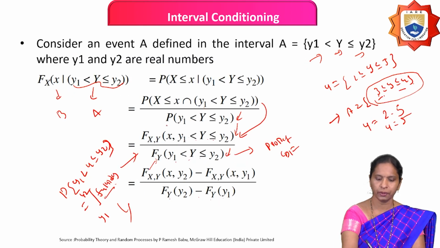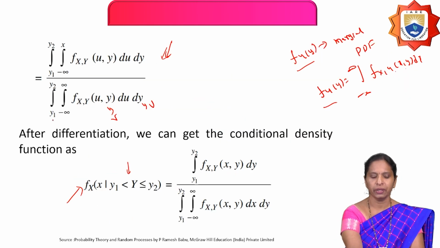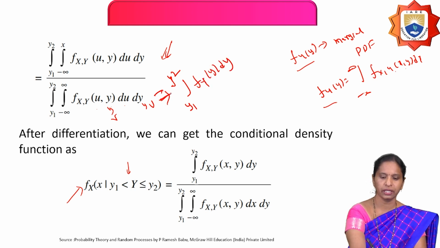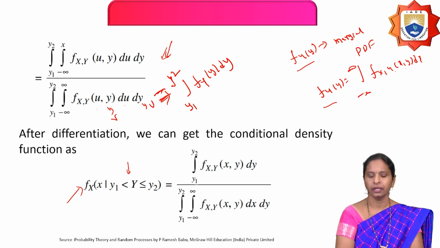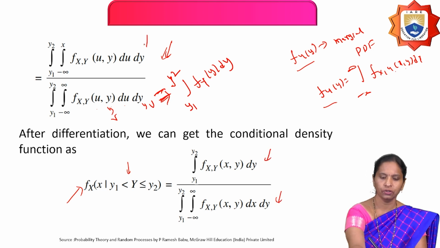Whatever the denominator is, it is constant. Therefore, P of y1 less than Y less than or equal to y2 is nothing but the integration y1 to y2, integration minus infinity to infinity of f_XY of u comma y du dy. This is also the integration y1 to y2 of f_Y of y dy. The denominator can be written like this also. Okay. And the denominator is constant, therefore you have to differentiate only the numerator here.